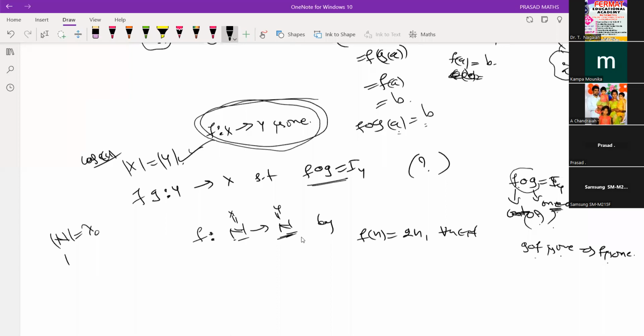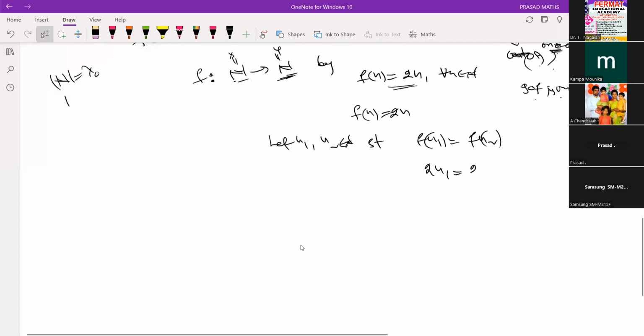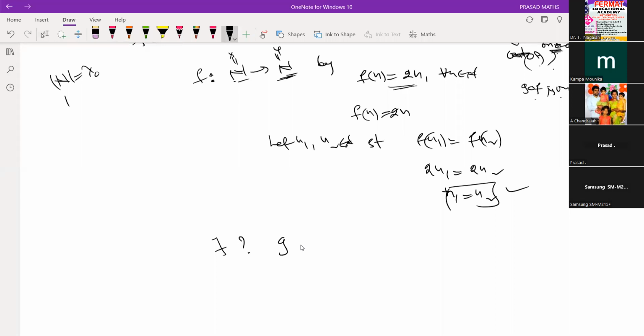This case is satisfied, and we will show that this is a 1-1 function. f of n equals 2n is always 1-1. Why? Take n1 and n2, two natural numbers such that f of n1 is equal to f of n2. What happens? Automatically 2n1 is equal to 2n2. Therefore n1 is equal to n2. Therefore it is a 1-1 function. So our hypothesis is satisfied. We have taken x equals n, y equals n, and cardinality of x is equal to cardinality of y. Now the question is, does there exist a function g from y to x such that f circle g is equal to identity function on y? Can you guarantee that?